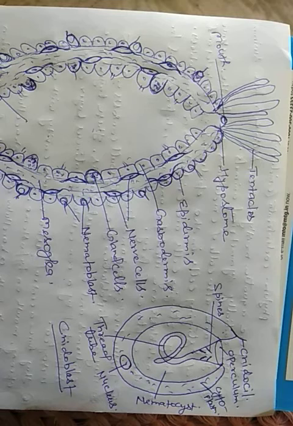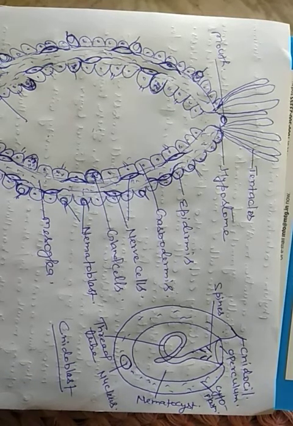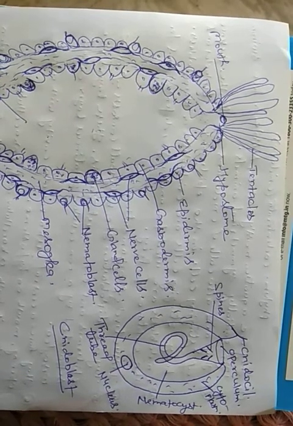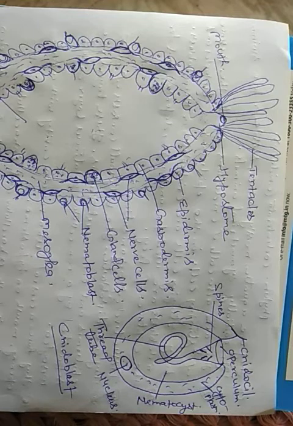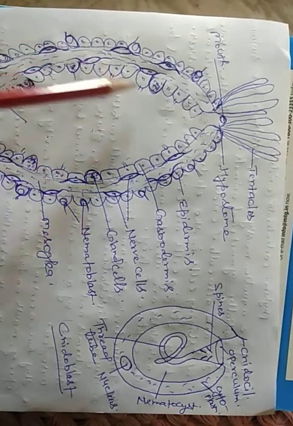Some are free swimming, some are sessile, or you can say attached, or sedentary, and likewise some are colonial, some are solitary. So there are different types of coelenterates found mostly in the marine environment. They are diploblastic animals, radially symmetrical animals, and acoelomate animals. Now we will discuss the basic body design of a coelenterate.